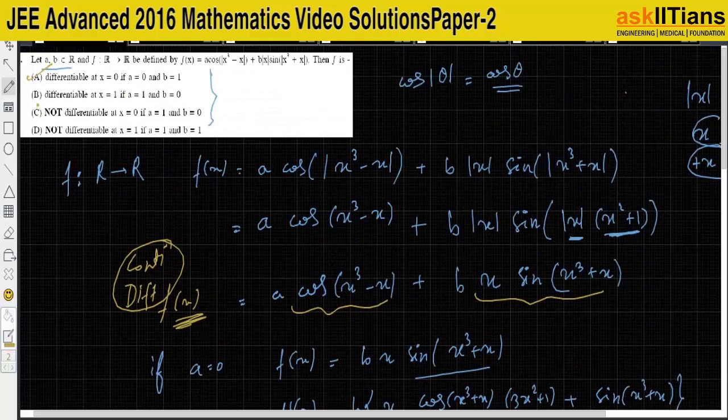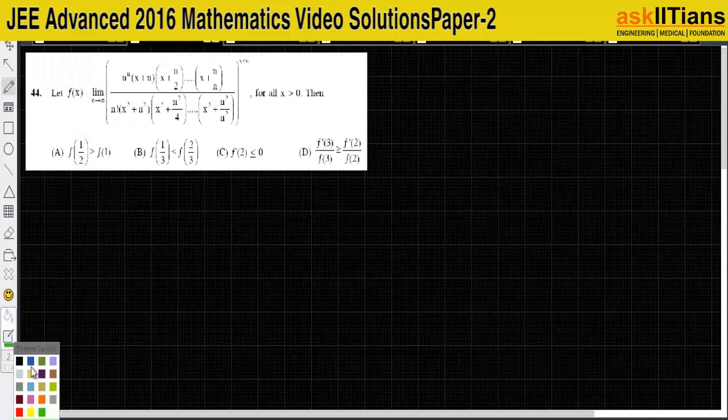It is differentiable at x equal to 0. It is differentiable at x equal to 1. It's given that it's not differentiable at x equal to 0. That's not true. It is differentiable, right? So A and B will be the correct answer. Wherever it says that it is differentiable, those options are correct. Here A and B are the correct answers. Okay, let's move on to next question now.